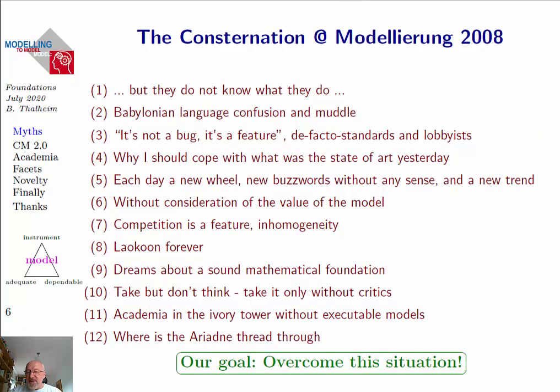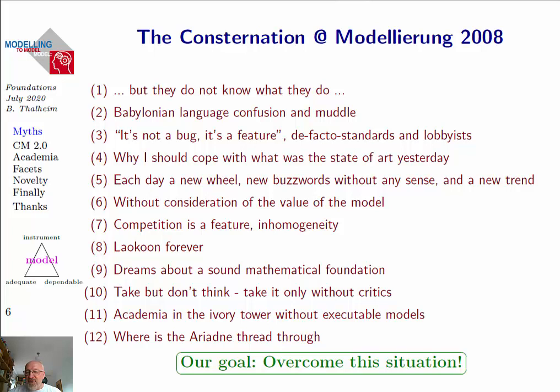In 2008, we had a pretty nice talk given by Wolfgang Kesse, and he summarized his observations on modeling. But they do not know what they do. We have a Babylonian confusion and muddle. It is not a bug, it is a feature. De facto standards and lobbyists are claiming completely different things than MMM, models, activities to model, and modeling. Why should I cope with that, what was the state of yesterday.